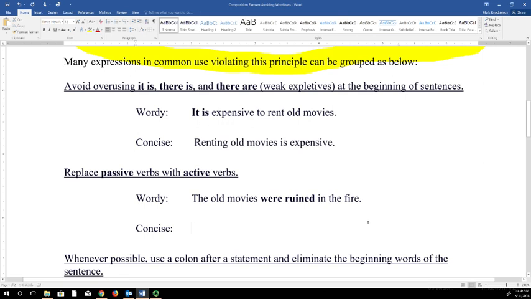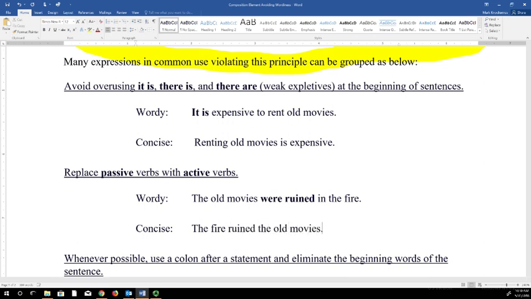The old movies were ruined in the fire. You might see this one coming. The fire ruined the old movies. Active always replaces passive. I always encourage students to remember this, not only in writing, but in your life. In other words, you don't want to spend your life sitting on the sofa. You want to be active and do things in your life.